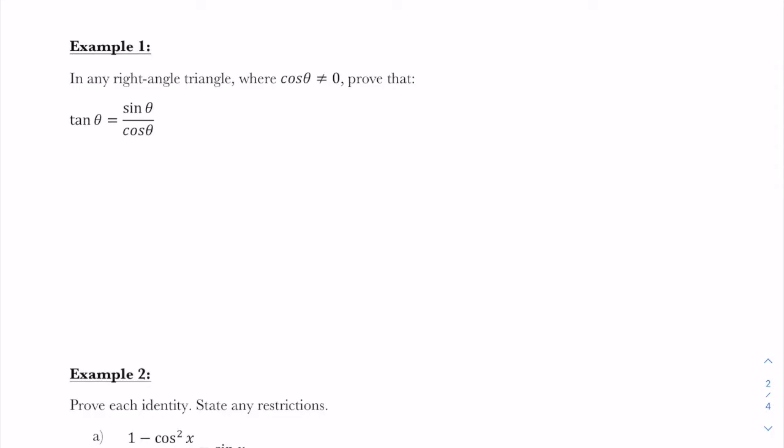First off, I'd like you to show that in any right-angle triangle, prove the first identity, which is tan theta is equivalent to sine theta divided by cosine theta. In order to help us prove this, I'm going to sketch an arbitrary right-angle triangle. I'll pick an angle, label it theta, and I'll label my sides A, B, and C.